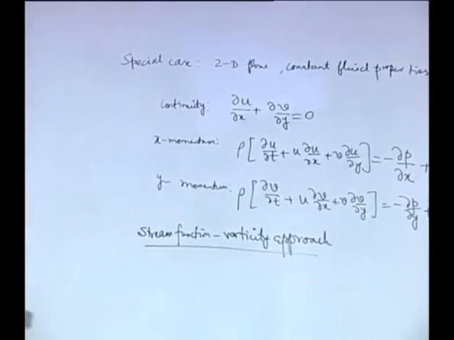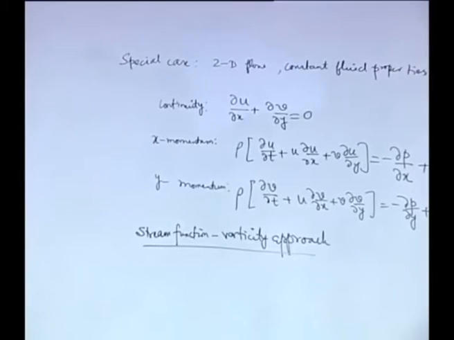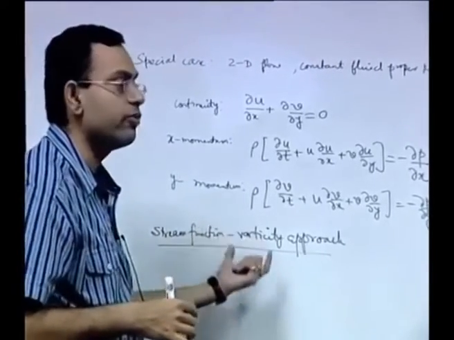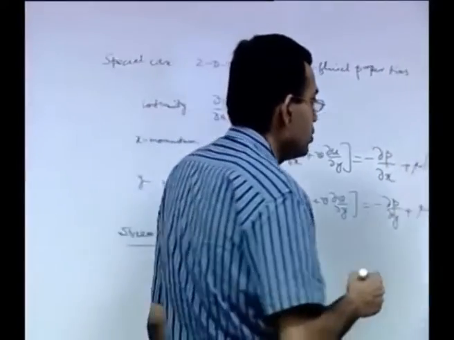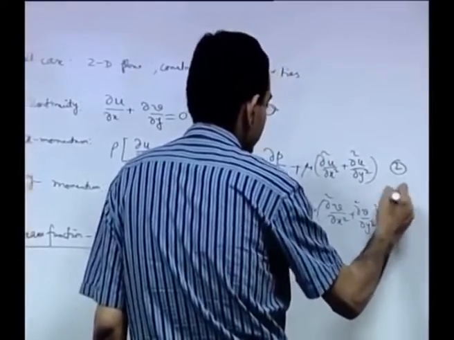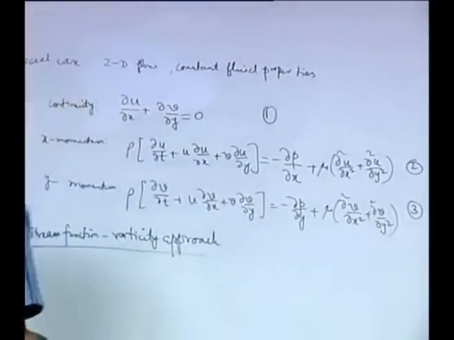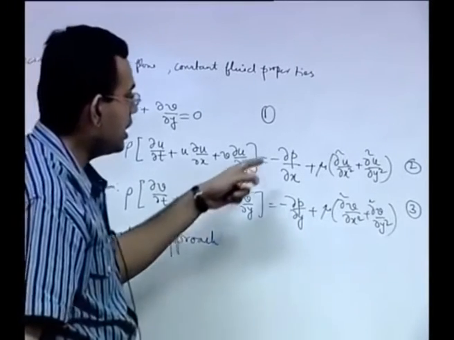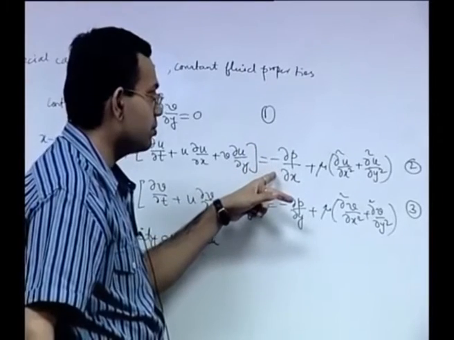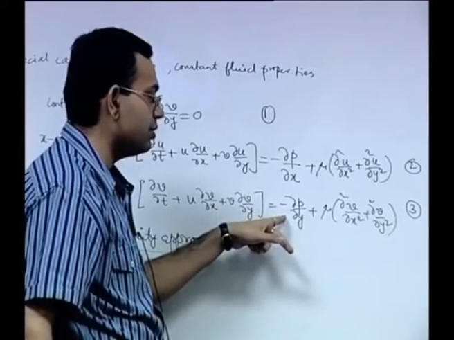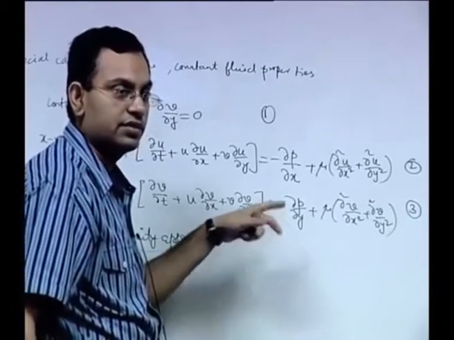So the primary objective of this approach is to eliminate the pressure gradient and write governing equations in terms of the variable stream function and vorticity. So let us number these equations before we manipulate on them. So how can we eliminate pressure gradient? We differentiate equation 2 partially with respect to y, differentiate 3 partially with respect to x and subtract.